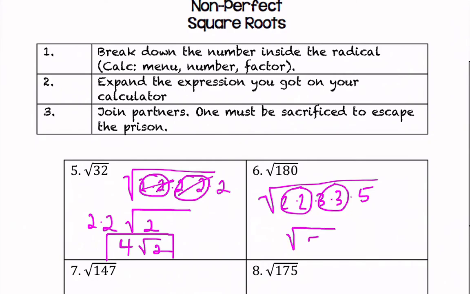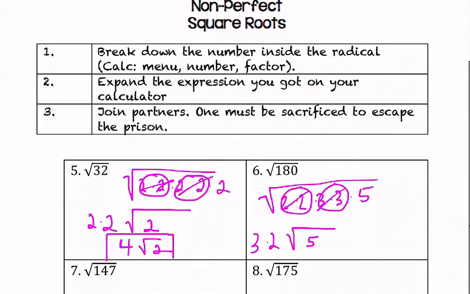All right, so inside the prison, I know my 5 will be left. These guys are going to make their escape, so I know this 2 will escape while this 2 is sacrificed, so those are gone. I know this 3 will escape. Make sure you put your times sign between them. While this 3 is sacrificed.